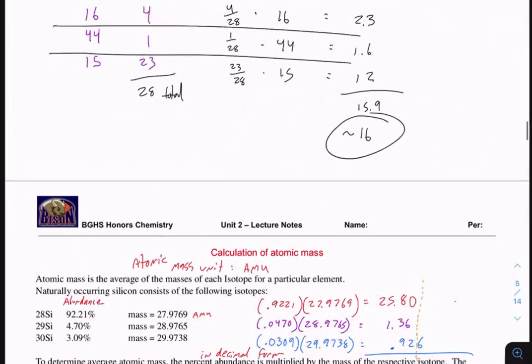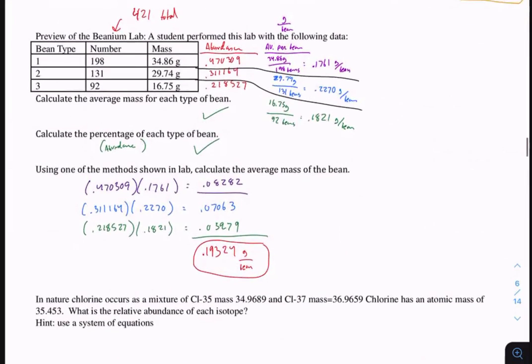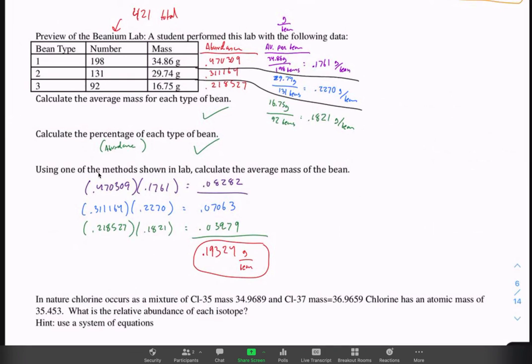Okay. Questions on how to calculate average atomic mass from raw data? Okay. So we're going to transition and talk about the lab before we do it. So let me stop recording this.